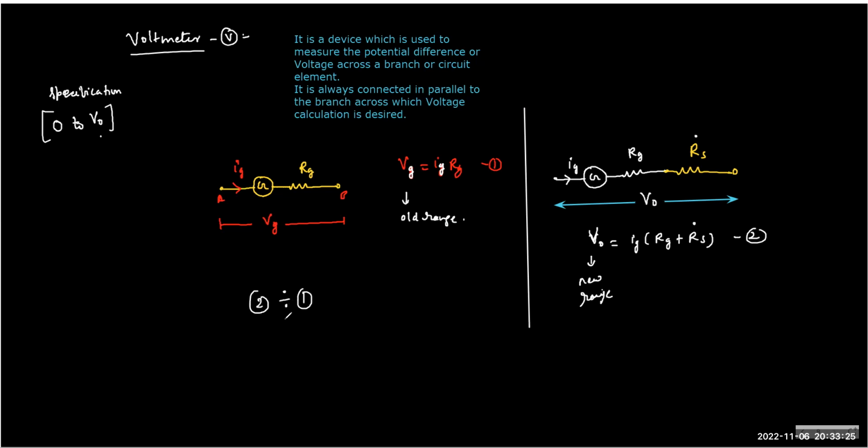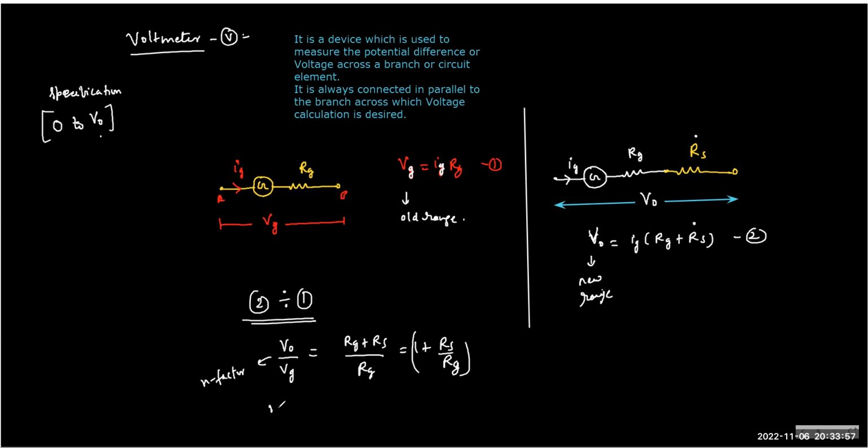And that is why this voltmeter is difficult to solve, because this will not click in the examination if you are not learning here carefully. So if you divide 2 by 1, what can you write? V0 by Vg equals, and we are done, 1 plus RS by RG. And this V0 by Vg is called what? N factor.